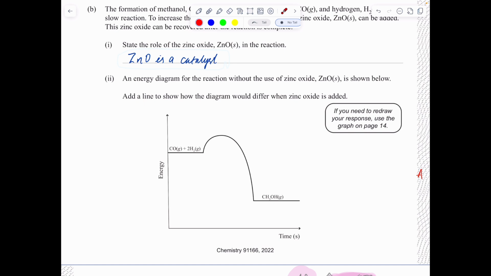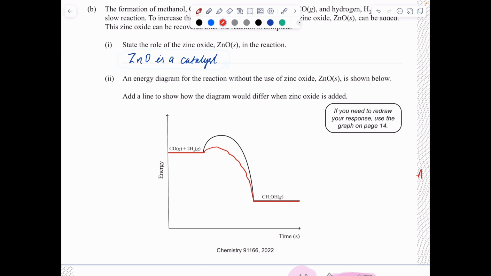So let's draw that in. Let's draw another pathway starting at the same point, except this time, let me connect that up a little bit better. We have a lower activation energy, okay? And we're ending at the, oh, that's not what I want. Let me draw that a little bit better. Ending at the same point. I'm sure your diagrams will be a little bit better than mine.